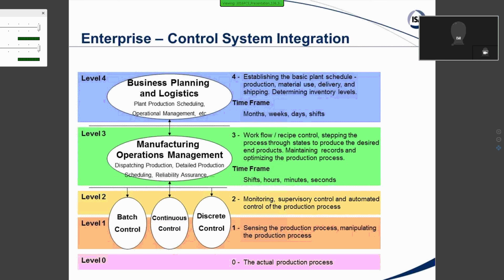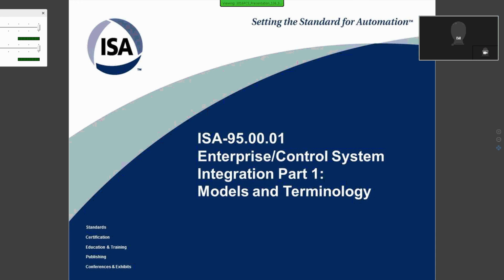It's 94, 95, whatever it takes. Is that what I heard? 95, yeah. It's the ISA 95 Enterprise Integration Control Systems.